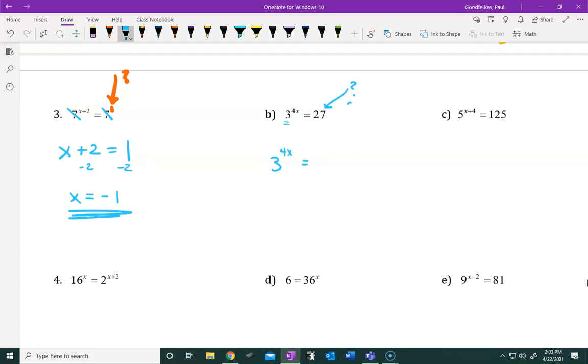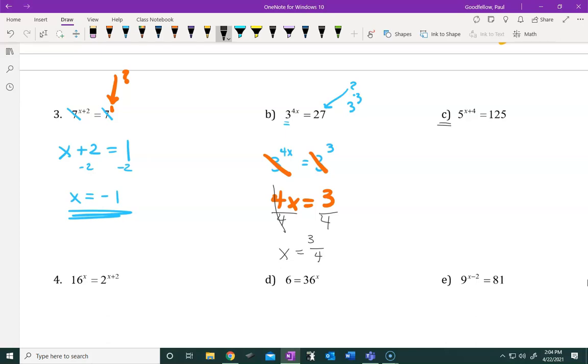But 27 is 3 to the third power. 3 to the third. And now I've got my bases to match. And I can go with 4x equals 3. That just drops out. Divide by 4 on each side, and bam, you got yourself an answer. That's 3/4. And they can be fractional answers. They could be decimal answers. The key here is get those bases to match each other, and you should be just golden, all right?